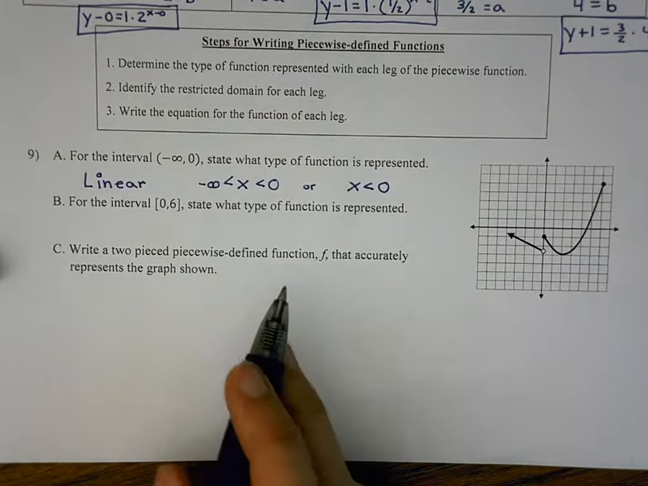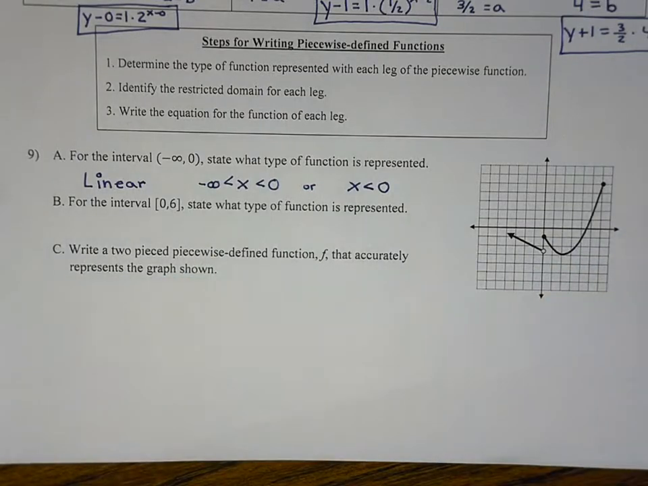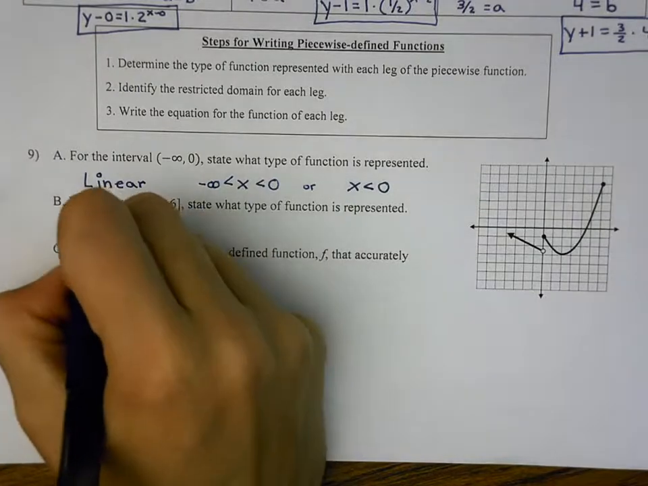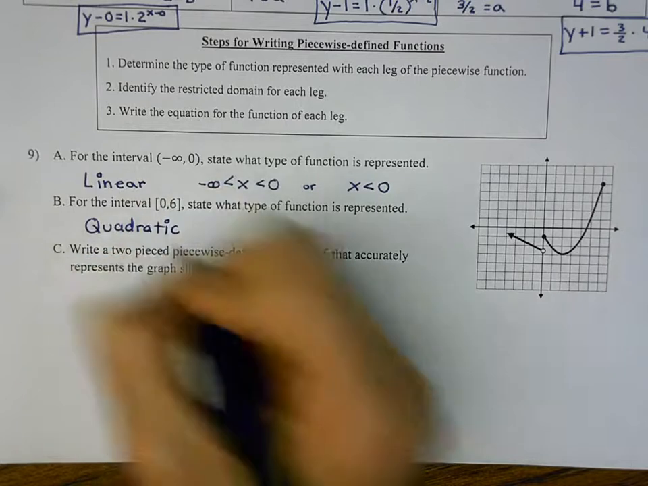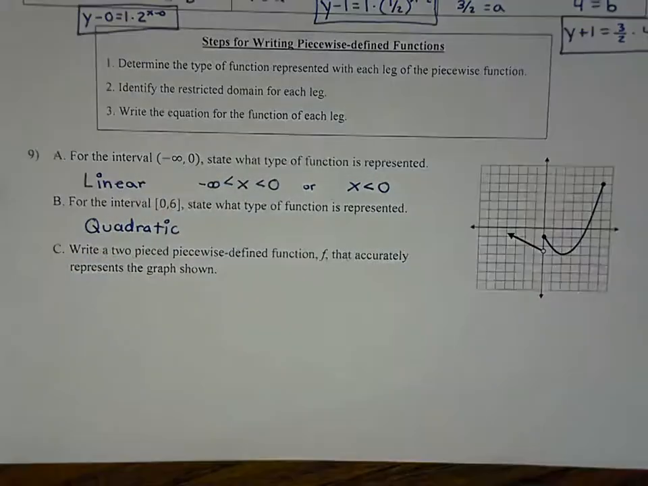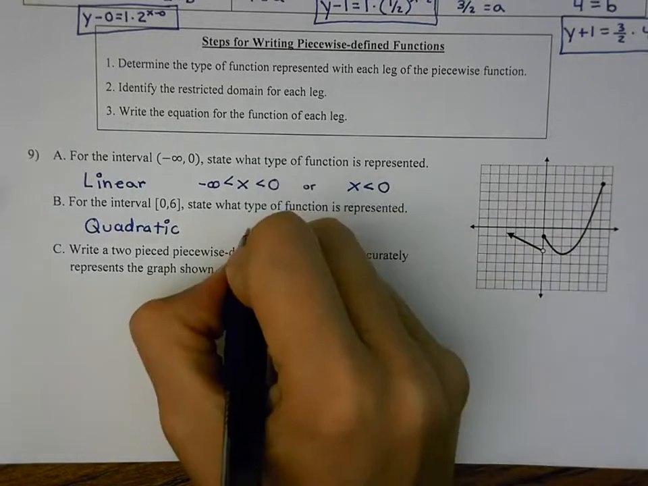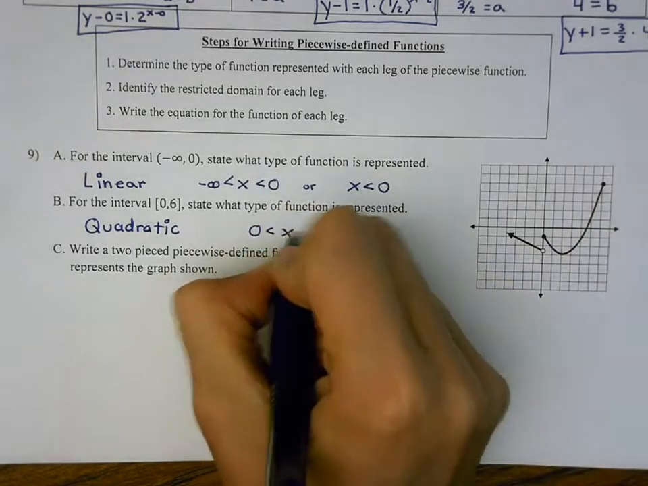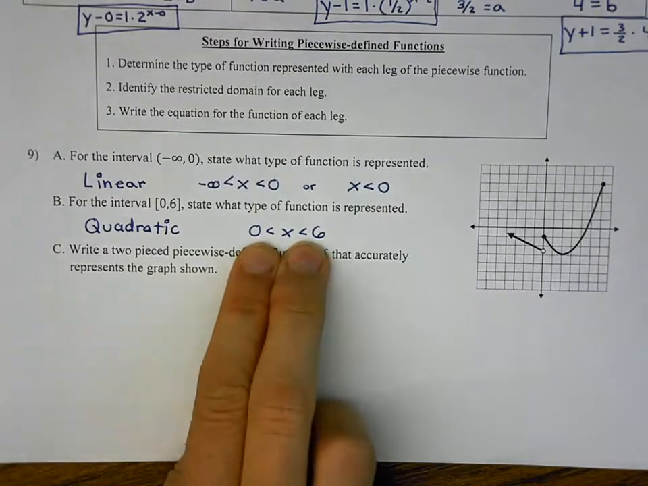Okay, what about the next interval, 0 to 6? What kind of function do I have there? Okay, well, that's a quadratic. And how would I write its restricted domain? Well, this one starts at 0 and goes to 6. So we're going to be starting at 0 and going to 6. And then are we doing equals on the 0? Are we doing equals on the 6 or not?